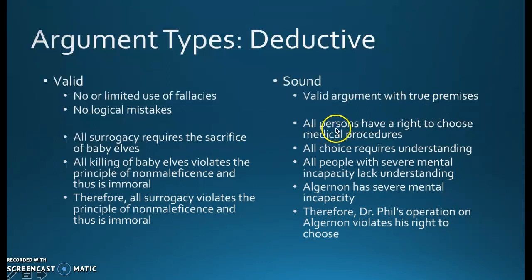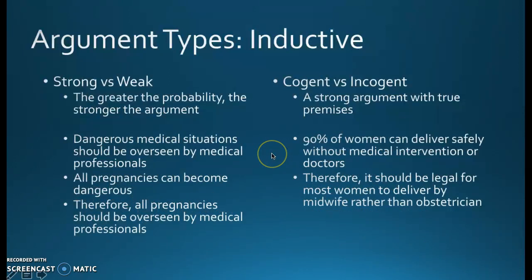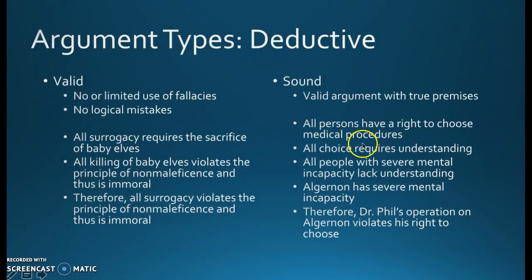All persons have a right to choose medical procedures. All choice requires understanding. All people with severe mental incapacity lack understanding. Algernon has severe mental incapacity. Therefore, Dr. Phil's operation on Algernon violates his right to choose. Sorry, I went ahead of myself there. Notice that there's a missing premise here, so you always have to be careful about that. So here we're talking about Dr. Phil operating. That's not mentioned in these premises, so we have to include a statement there about that. So you also have to look out in your arguments for missing premises as well.